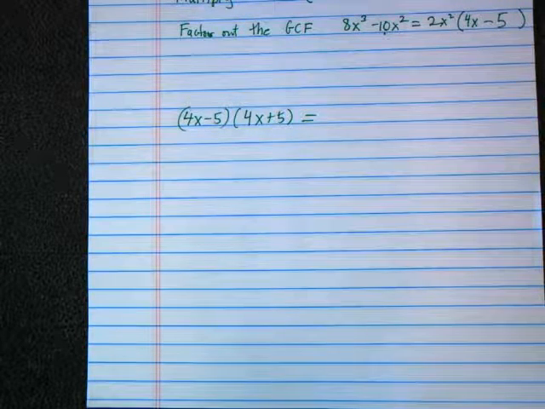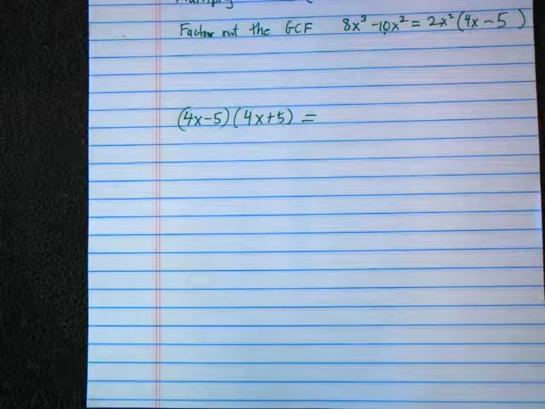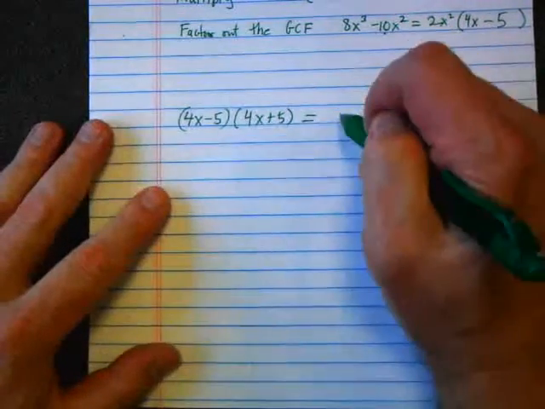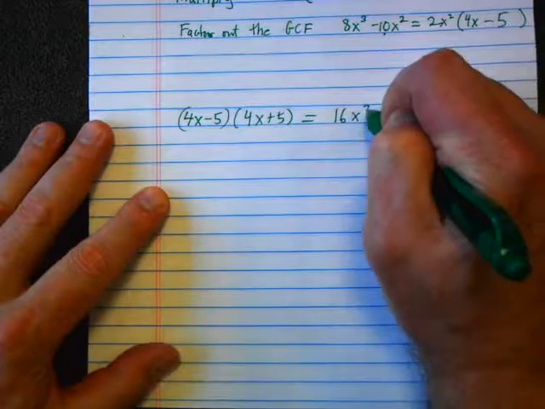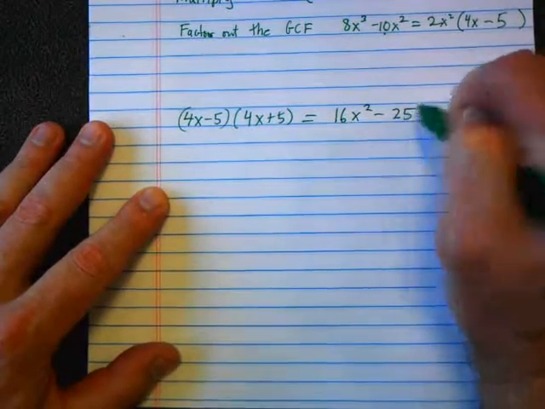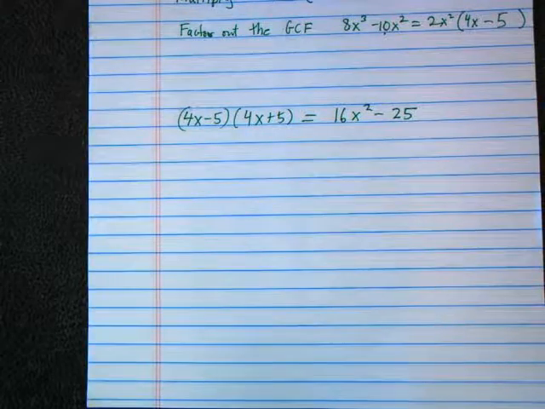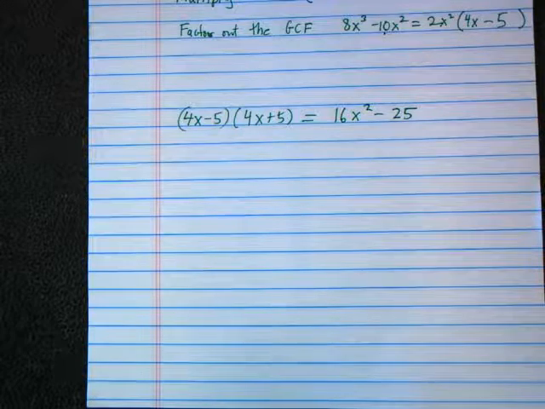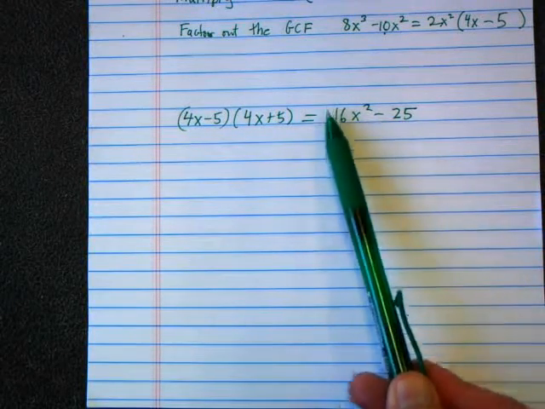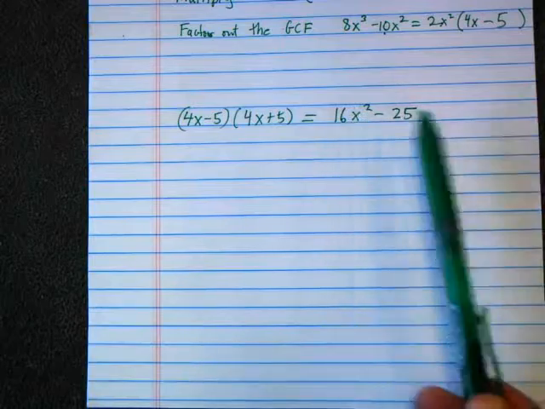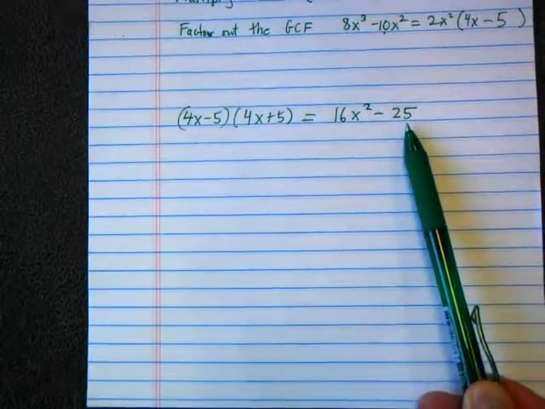You only get the first and the last. The middle two added up to 0 and they went away. So we ended up with 16x squared minus 25. And we had a name for that. What was the name for that? Difference of perfect squares. Notice this is a square, 16 is a square, and then we have x squared, and 25 is a square. So now we're going to go backward.